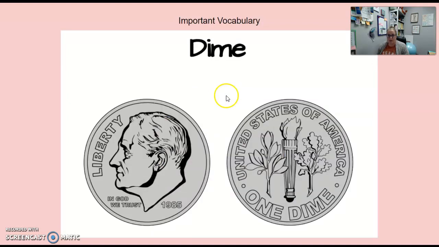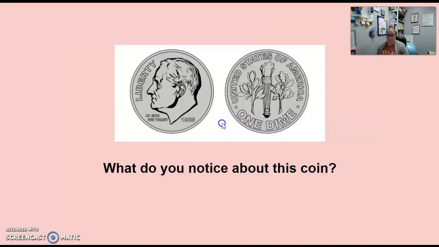Today we are going to talk about a dime. A dime is silver in color like it was yesterday with the nickel. This one is actually the smallest of all the coins, so whenever you see a dime, it is very small in size. And we are going to talk about all the different things that we see on this coin.